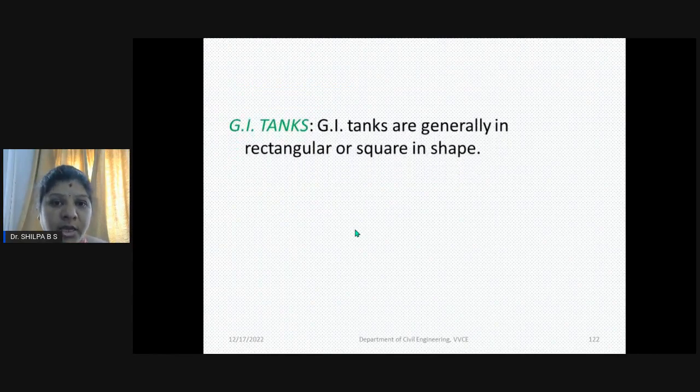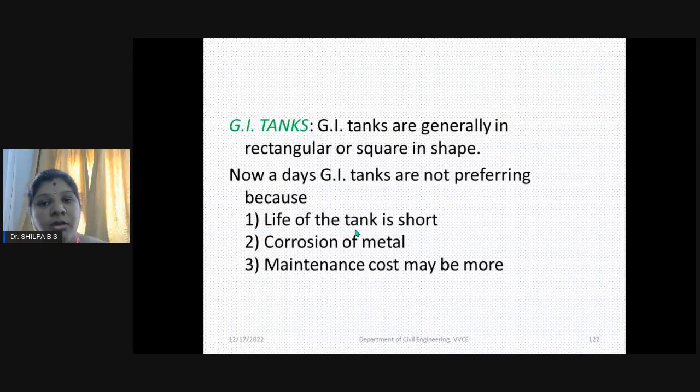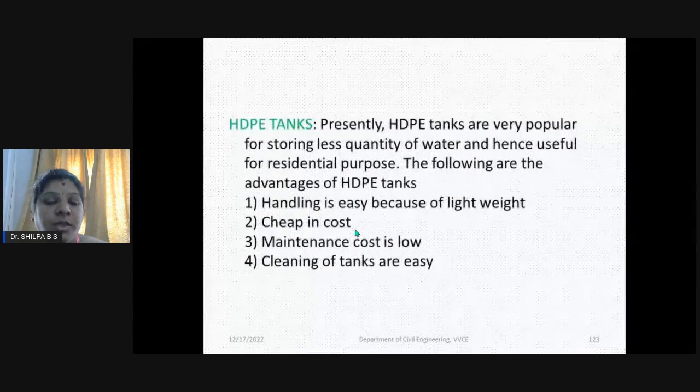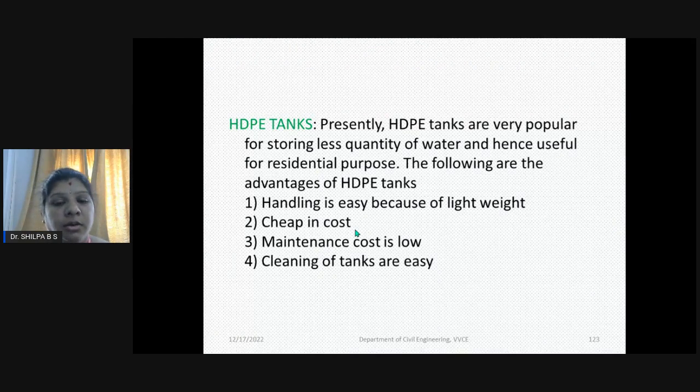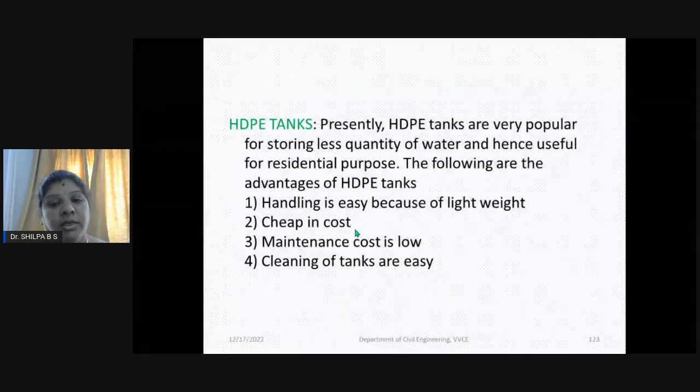Whereas GI tanks are generally rectangular or square in shape, not much preferred when compared with RCC. GI is not preferred because of these reasons. HDPE tanks are being used presently, very popular for storing a small quantity of water at the individual household level, and cleaning of the tanks is easy.